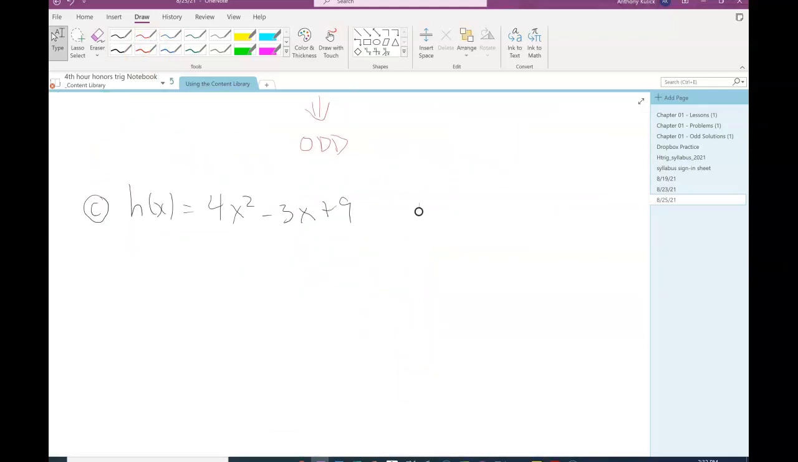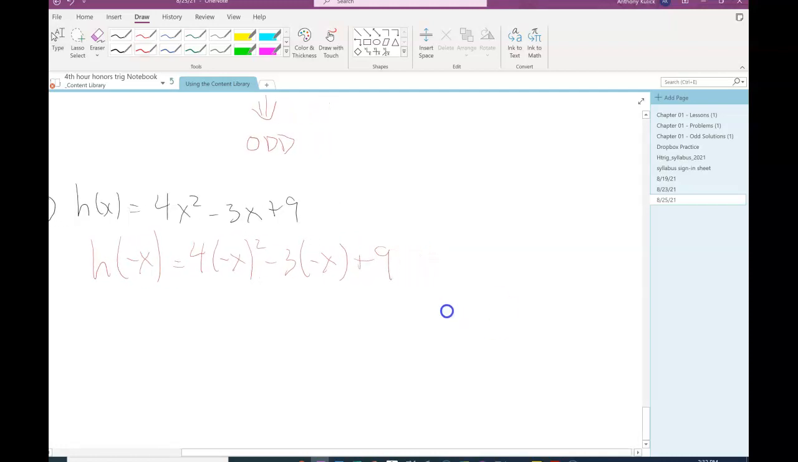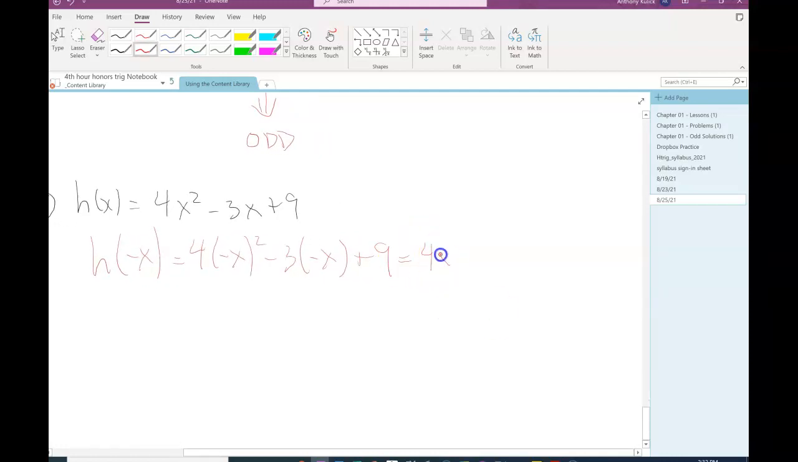My third example. We have h of x equals 4x squared minus 3x plus 9. Start the same way, doing h of negative x. Negative x squared is positive, so I have 4x squared. A negative times a negative is positive, so I have plus 3x. And then I just still have that plus 9.